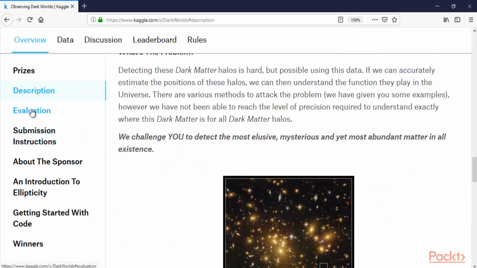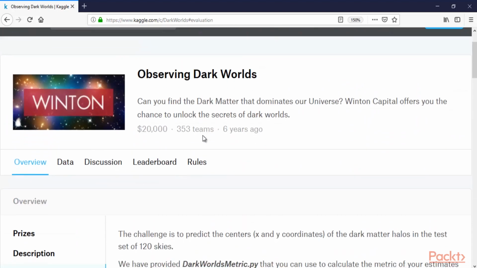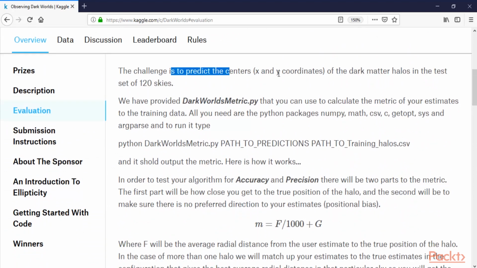Alright, if we talk about evaluation here, the challenge is to predict the centers, or x and y coordinates, of the dark matter halos in the test set of 120 skies. So we have 120 skies, and we need to find out the x and y coordinates of the center of the dark matter halos. Dark matter halos means the big massive structure of dark matter, and we need to find out the centers of those dark matter halos.